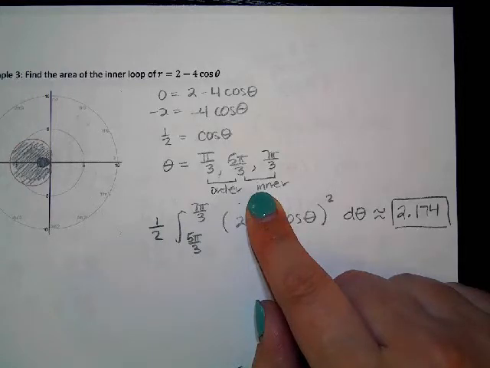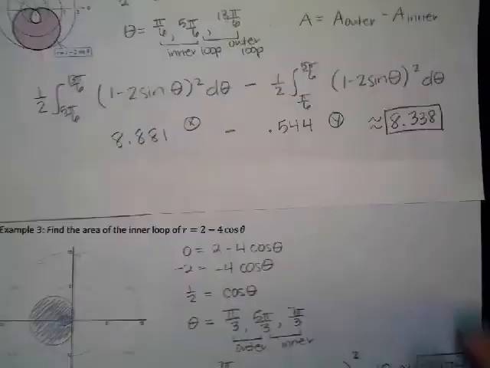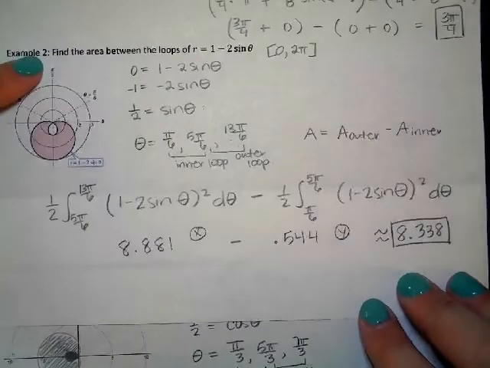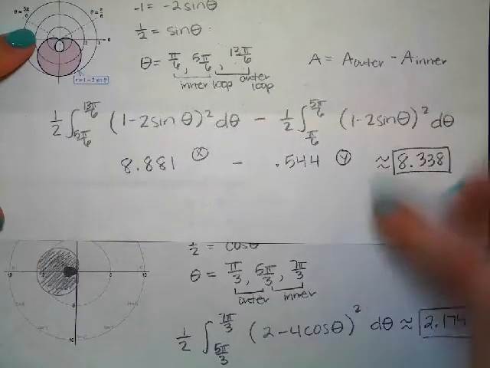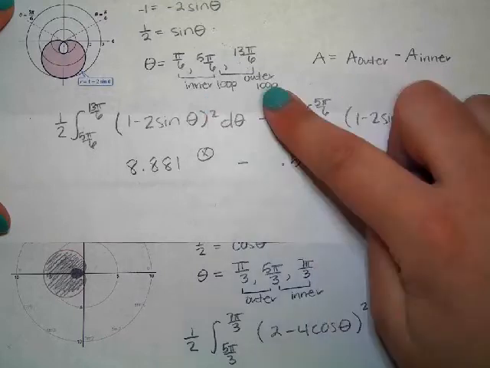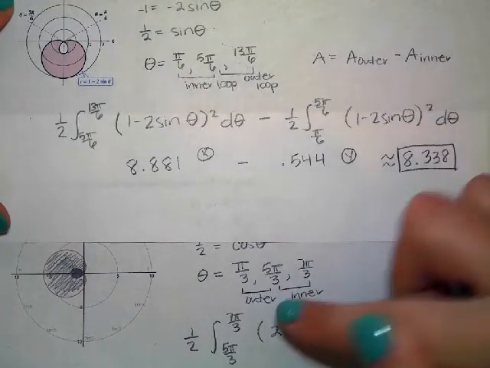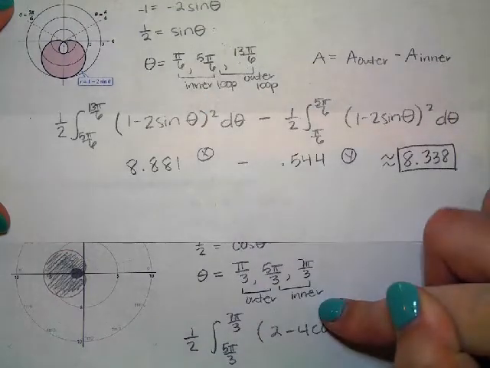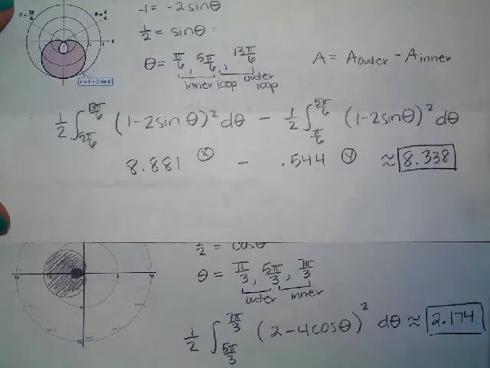Well, notice that's backwards from number 2. Yeah, those are backwards. So the outer loop and the inner loop don't necessarily happen in the same order. Like example 2 had the inner loop first, then the outer loop. Example 3 had the outer loop first, then the inner loop. So they don't necessarily have to happen in a specific order, but it is always true that the inner loop is smaller.